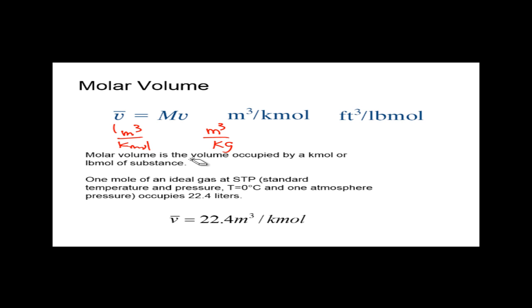Multiplied by big M. All right, what is big M? Molar mass. It's the molar mass. Guess what units big M has to have? Kilograms per kilomole, in order to get the answer that you want. So big M is molar mass, kilograms per kilomole. This bar, molar volume, meters cubed per kilomole. We don't really make much of foot cubed per pound mole, but that is the other unit.